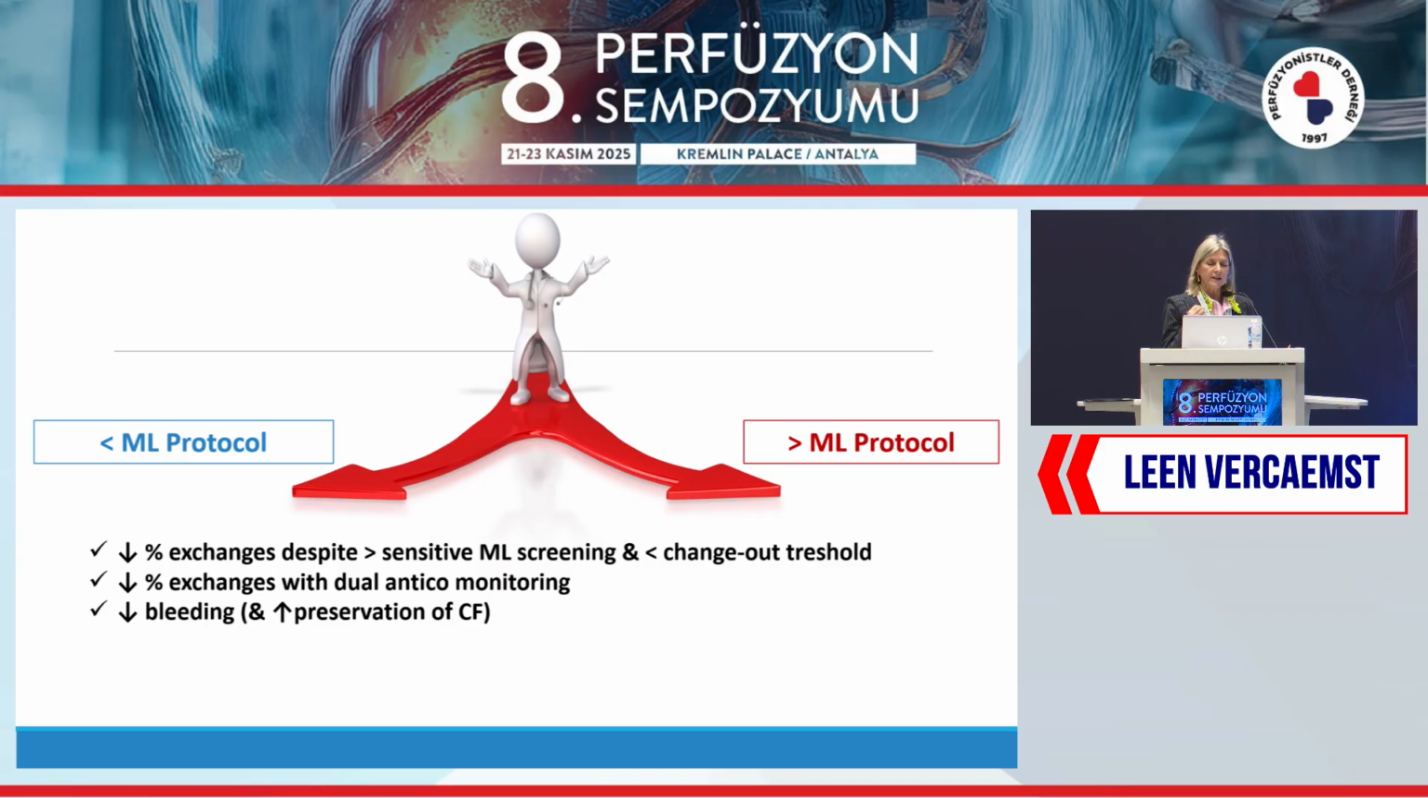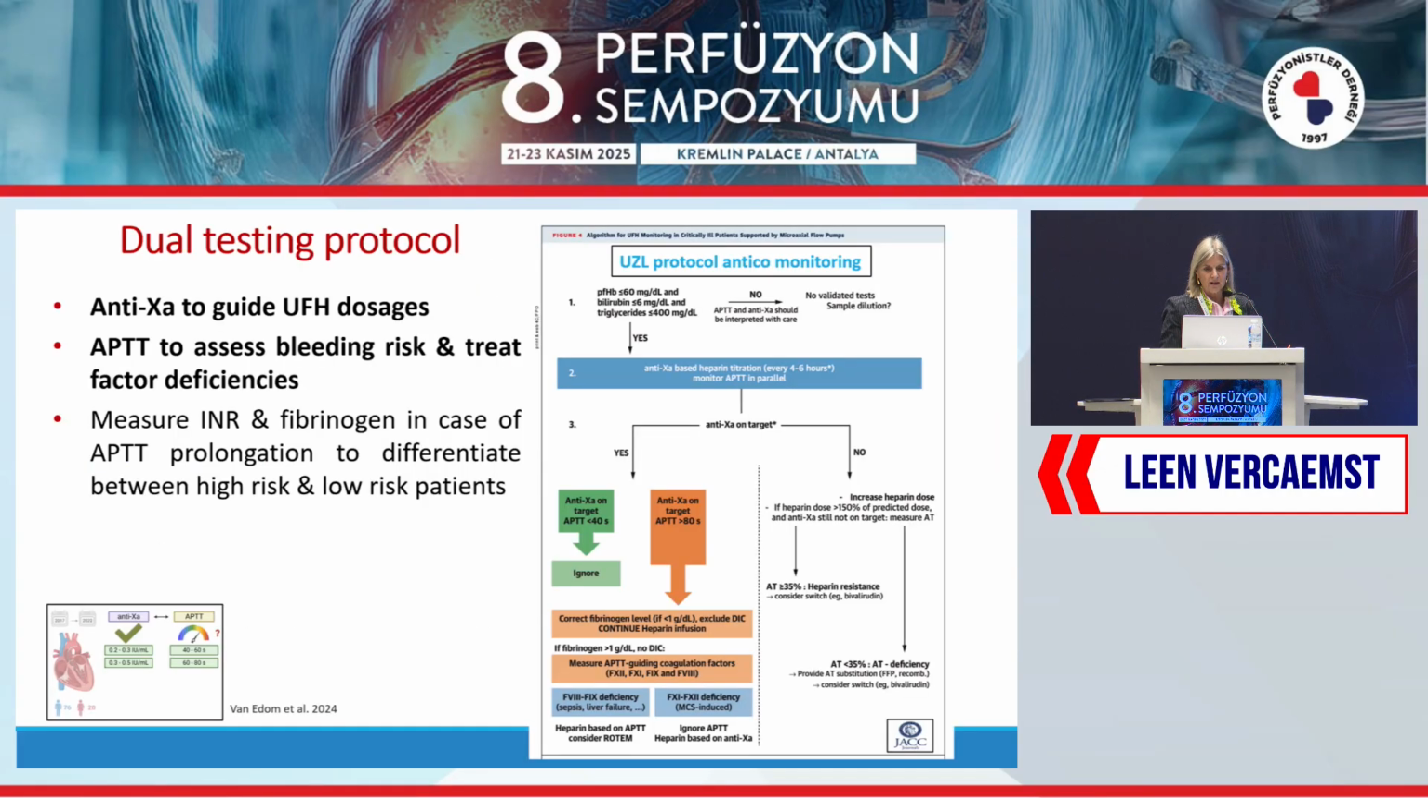But probably it's mainly because of our dual anticoagulation monitoring, because this was stated in a paper. If you monitor APTT with anti-Xa, you have a reduction in circuit clotting and circuit exchanges. And we also saw a decrease in bleeding. So the combination of our membrane lung exchange protocol and our dual anticoagulation seems to be very, very effective. And I can only recommend implementing this.